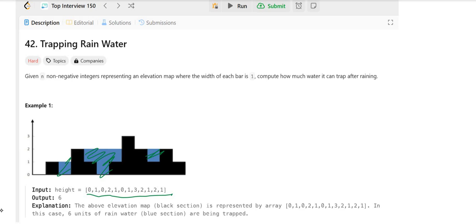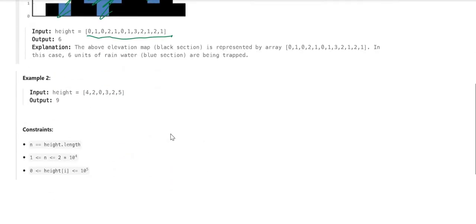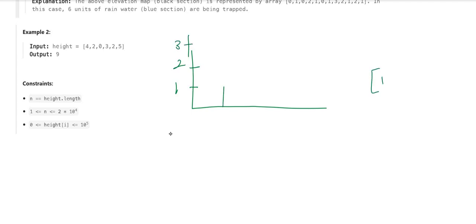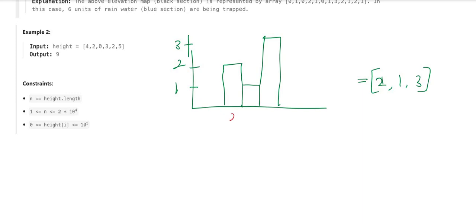To explain this problem, I will take a very simple example, not this one. Let's say the array given to me is 2, 1, 3. The first block is 2, the second block is 1, the third block is 3. So how much water will be trapped in this? This is my starting point.